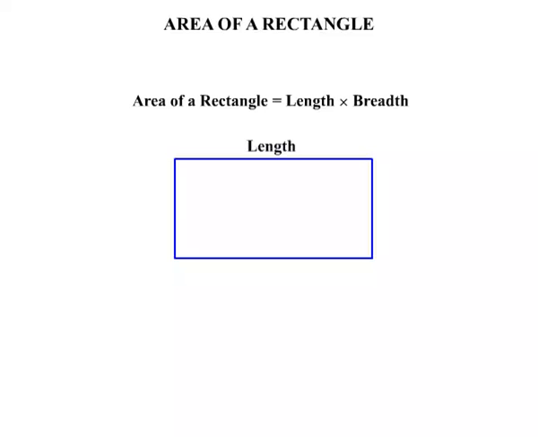Now the area of a rectangle equals the length multiplied by the breadth. Now you've probably seen that before. Now there's our rectangle there, the length and the breadth. So A equals LB is a short way of writing that formula. Area equals length times breadth. Excellent. Let's look at some examples now.